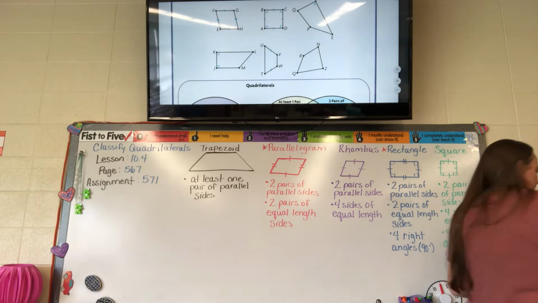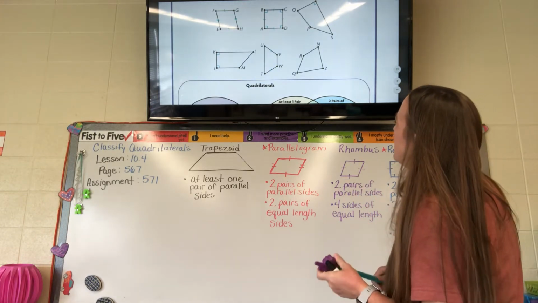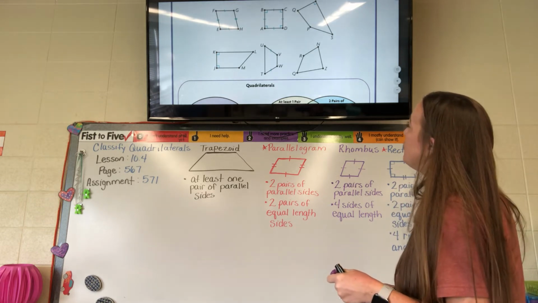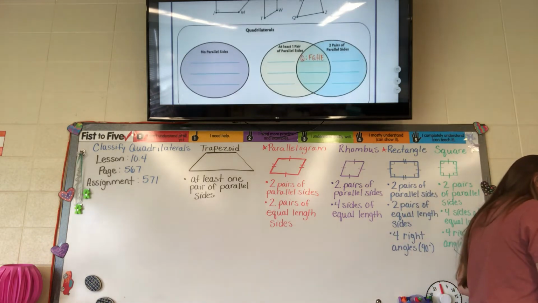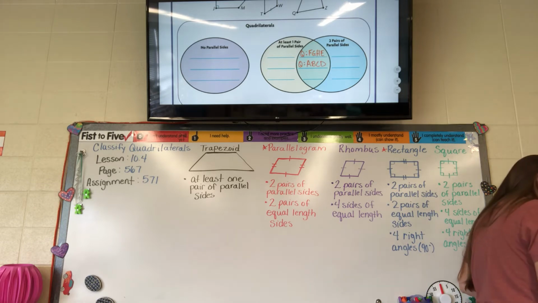Next we have, let's call this one ABCD just to make it easier. And it has 2 pair of parallel sides. It has at least 1, and then it does have 2. So it will go right here also, quadrilateral A, B, C, D.